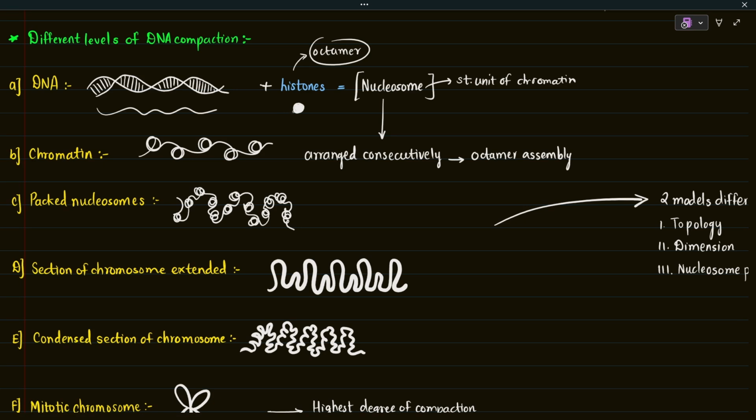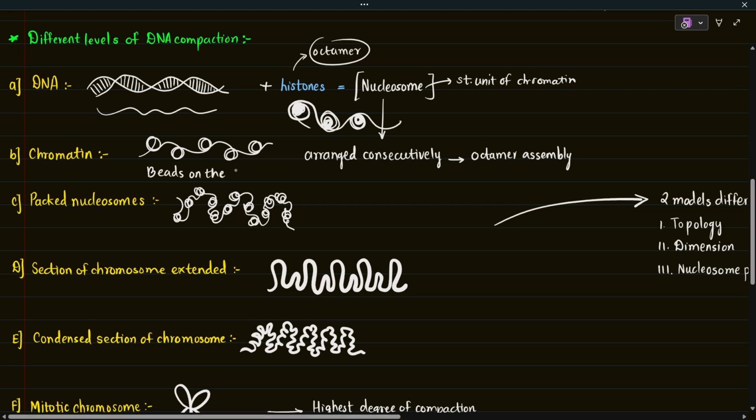Now you will wind this thread, you will wrap this thread around this button, and then you'll wrap it around one, two, three loops. Then you'll take the next button, you'll wrap it around this, and you'll take the next button, you'll wrap it around this, and thus you will form a beads on the string structure, which is called chromatin. These nucleosomes are arranged consecutively, and they form the beads on the string structure.